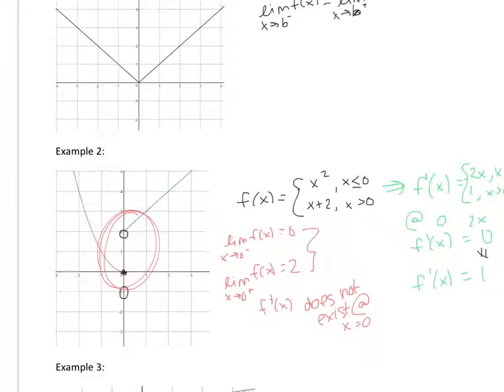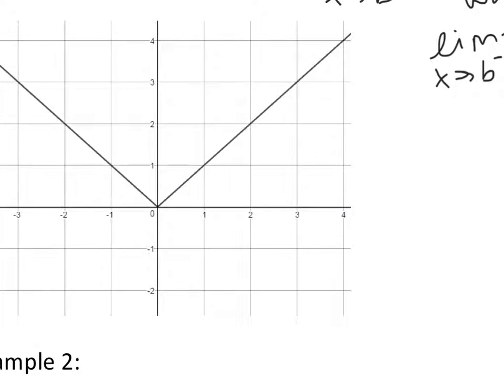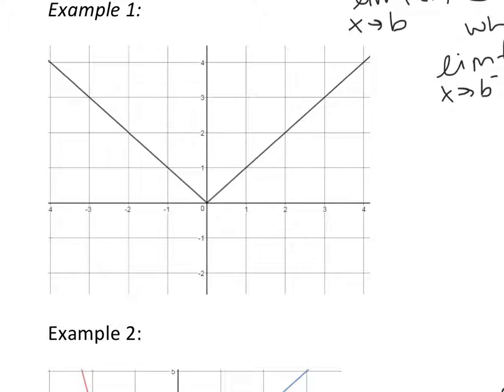There's actually 2 other times. The next time that your derivative doesn't exist is whenever you have a sharp point in your graph. It doesn't necessarily have so much to do with the limit as much as it actually has to do with the tangent line. So let's look at example 1. Example 1 is absolute value of x. That's this curve, or this function, if you look at it.